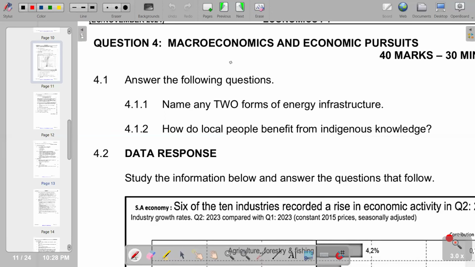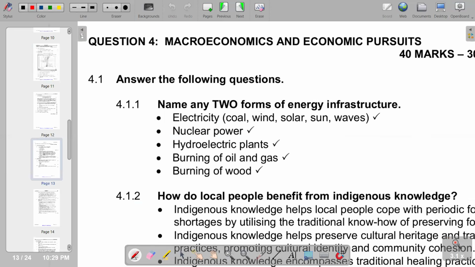Question 4 is on macroeconomics and economic pursuits, worth 40 marks. It requires you to spend 30 minutes. First question: name two forms of energy infrastructure. You can include hydroelectric plants. You can even include burning of wood as part of that. So we've got a list, which is electricity, nuclear power, hydroelectric plants, burning of oil and gas, burning of wood. So these are the points that we have.